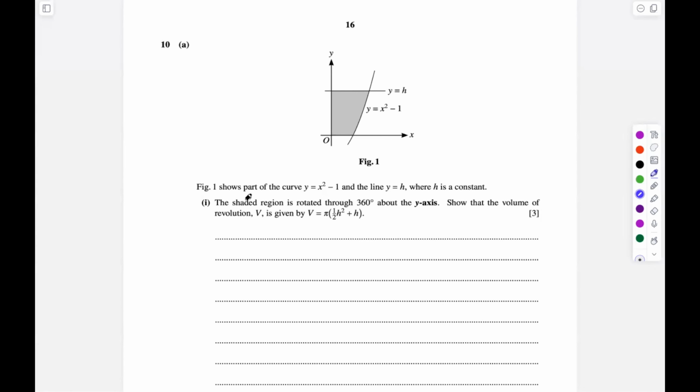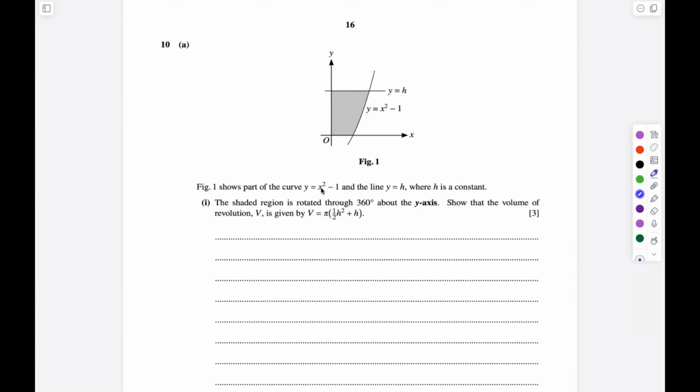In question 10a, figure 1 shows part of the curve y equals x squared minus 1 and the line y equals h, where h is a constant. In part 1, the shaded region is rotated through 360 degrees about the y-axis. We have to show that the volume of the revolution is given by V equals pi times (1 upon 2 h squared plus h).